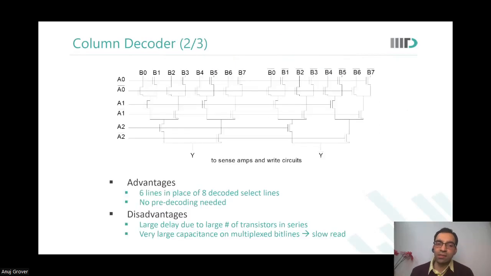Now let us say I had MUX8. I do not want to use as many lines. I have area constraints, so I now want to use only 6 lines.